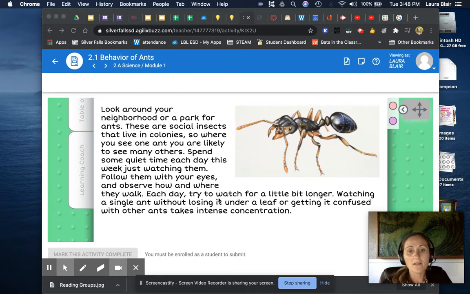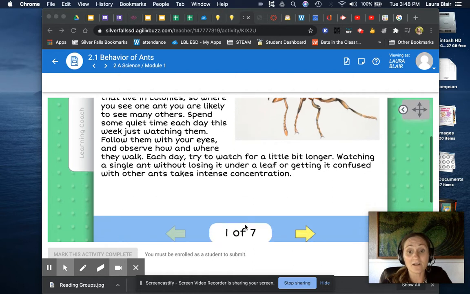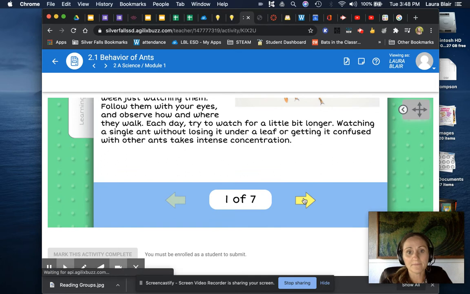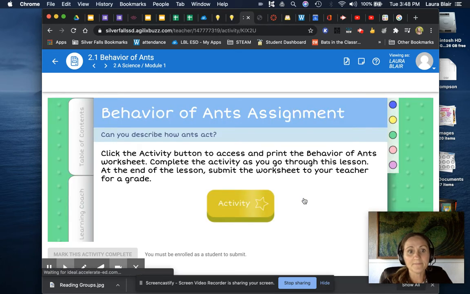Each day, try to watch for a little bit longer. Watching a single ant without losing it under a leaf or getting it confused with other ants takes intense concentration. Can you describe how ants act? Click on the activity button to access and print the behavior of ants worksheet.